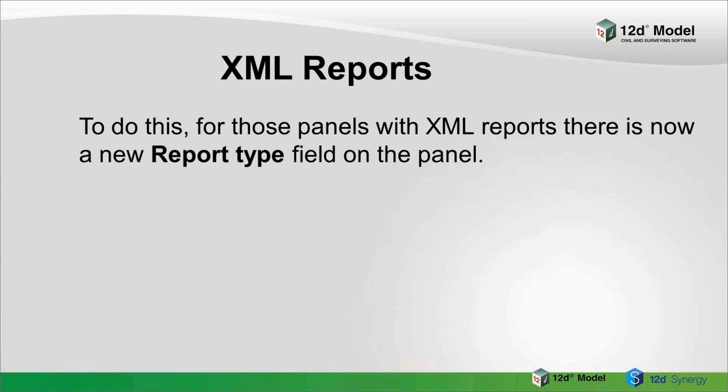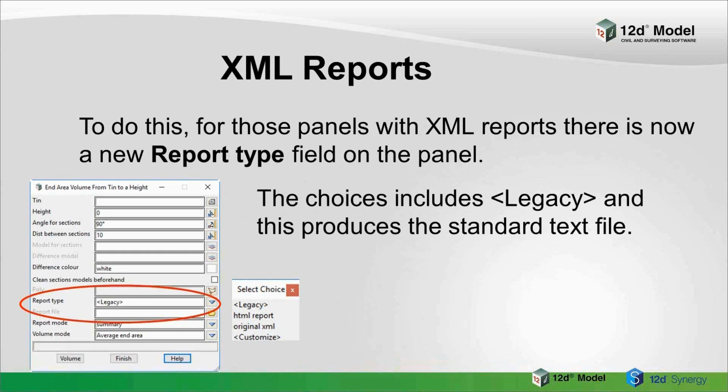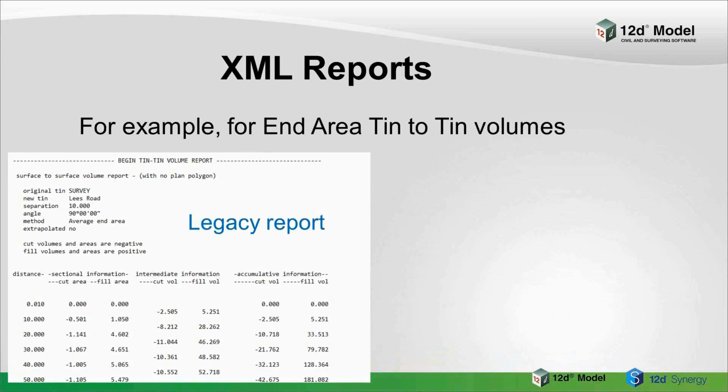So what we've actually come up with is a report field in there, so everywhere we do one of these, there's a report type, and one of the things on there is legacy. And what that means is, if you pick legacy, it produces exactly the same standard text file as before. And then you have your other options. So we normally provide an HTML one, and then you can have your own customized ones as well. The biggest thing, though, even though there are extra fields on there, all your SLXs and chains will still work exactly as before. So these XML ones can come in and nothing will get upset. You don't have to change any of those things.